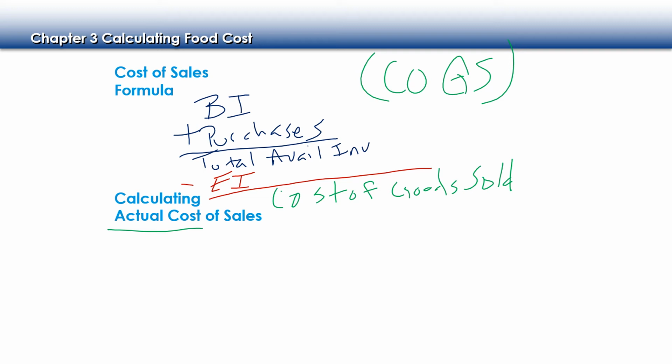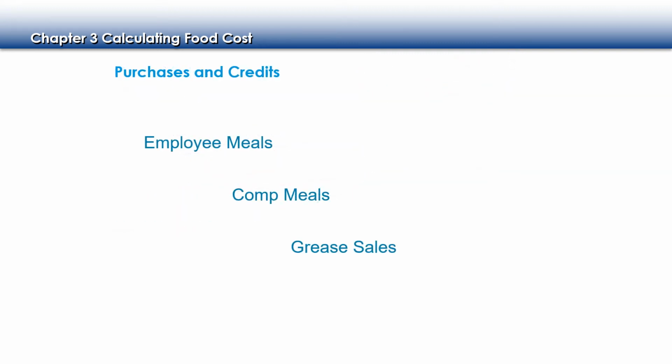Now, that will give us a pretty general idea of what it cost us to produce all of the food. Now, what we can do is calculate an actual cost of sales. We have to take some other considerations into play to calculate the actual cost of sales. So let's talk about those. The credits. So different credits that we need to apply. Remember, this is our cost of goods sold. The key here is goods sold.